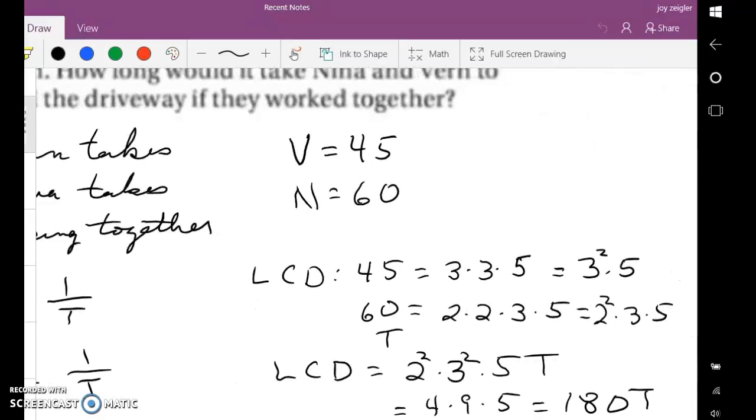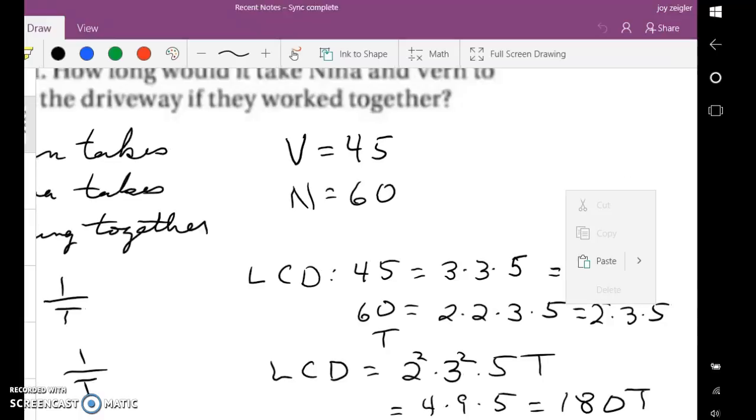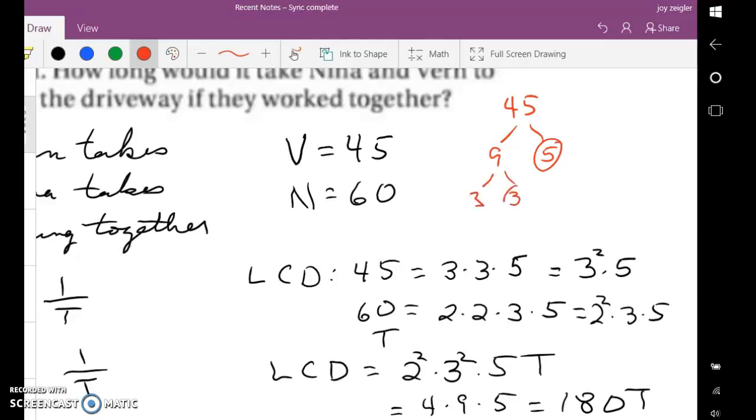All right, here's a way to do this that is thorough and easy. You break 45 down to its primes. So here's a factoring tree. You start out with 45, and you know that 45 is 9 times 5. 5 is prime. Can't go any further. 9 is 3 times 3. So 45 equals 3 times 3, which is 3 squared times 5.